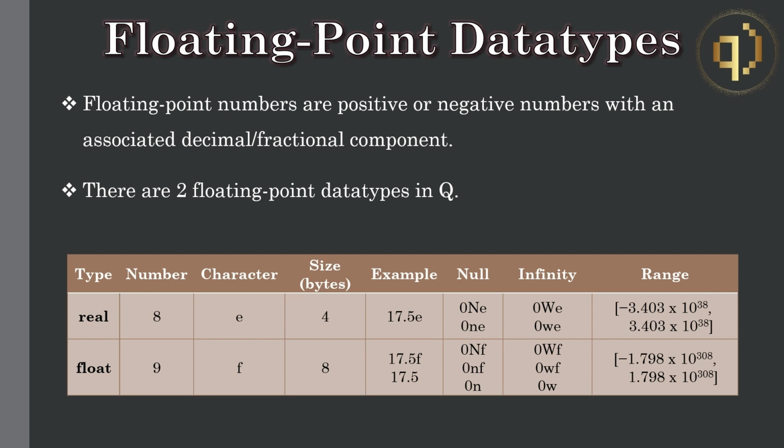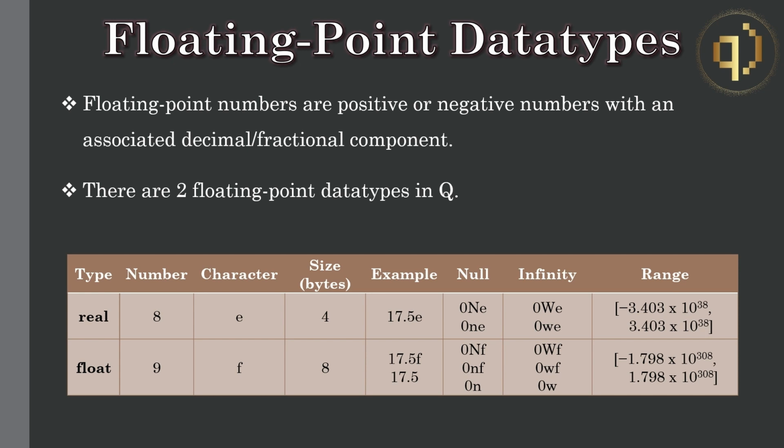Real values range from approximately minus 3.403 times 10 to the 38 to 3.403 times 10 to the 38, and a real can hold at least 6 decimal digits of precision. The float data type represents an IEEE standard 8-byte double precision floating point number. This is often called a double in traditional languages. The unique type number for a float is 9, and its unique type character is the letter F.